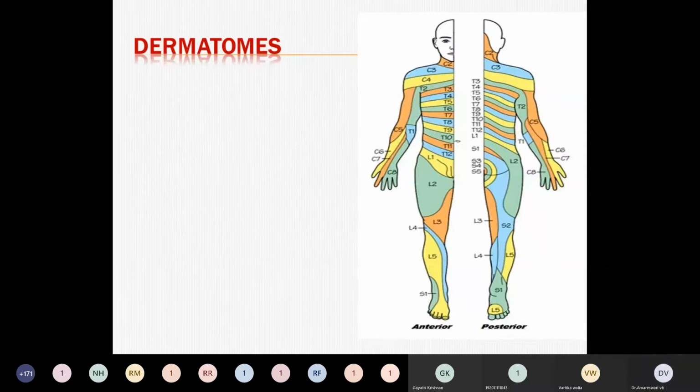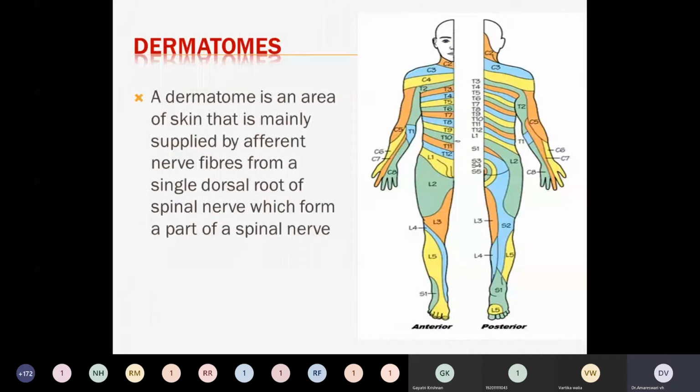So what is the dermatomal rule? What are dermatomes? A dermatome is an area of skin that is mainly supplied by afferent nerve fibers from a single dorsal root of a spinal nerve. So this is the dermatome. It is an area of skin that is supplied by the spinal cord dorsal root.